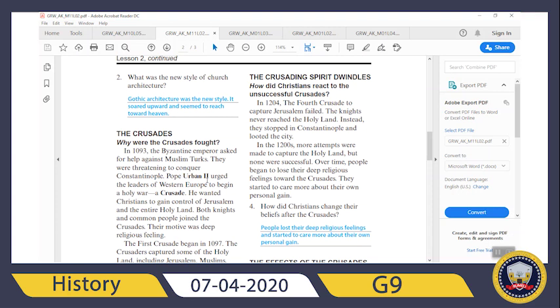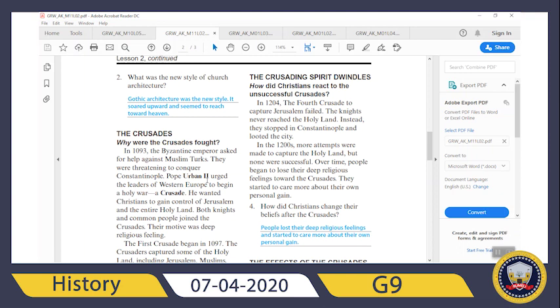The next thing we will learn from this lesson is how did Christians react to unsuccessful crusades. In 1204, the fourth crusade to capture Jerusalem failed. The knights never reached the Holy Land. Instead, they stopped in Constantinople and looted the city. In the 1200s, more attempts were made to capture the Holy Land, but none were successful. So over time, people began to lose their deep religious feelings.